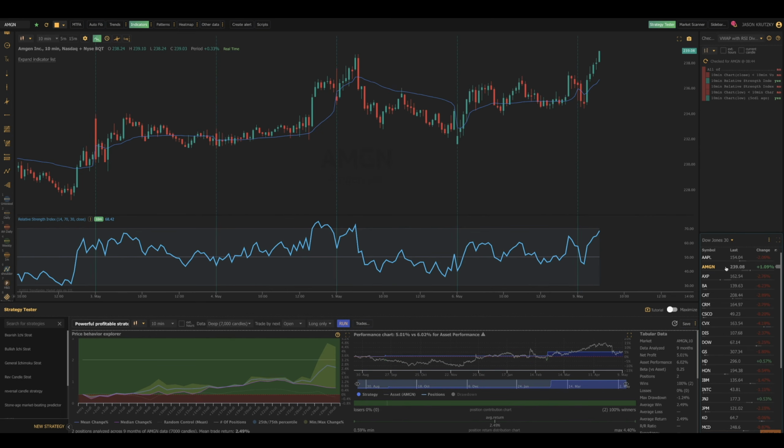So there you have it, folks, a simple breakdown of the VWAP indicator and some of the interesting ways that you can utilize it on the platform.